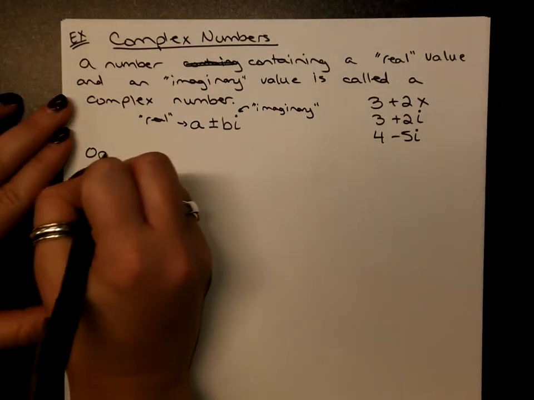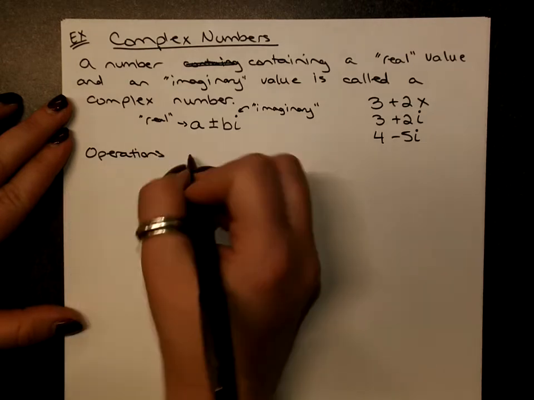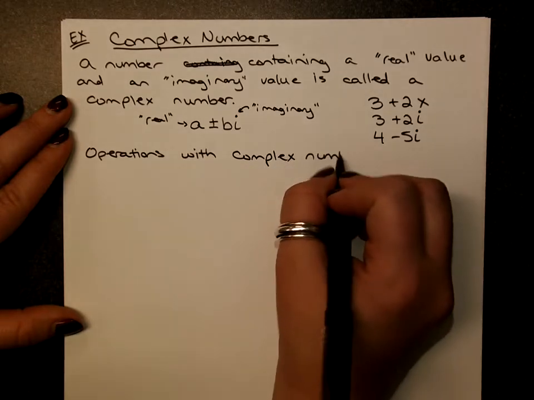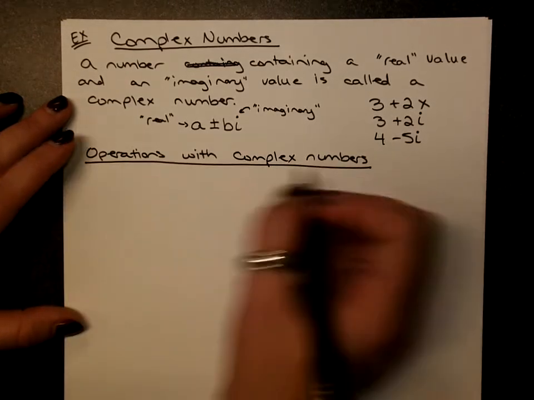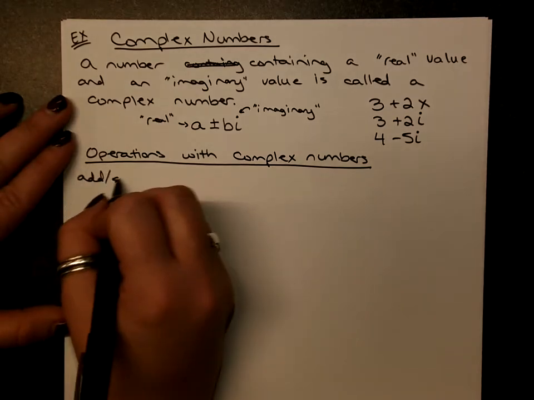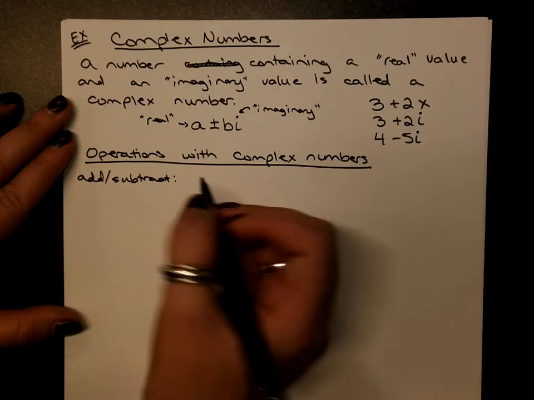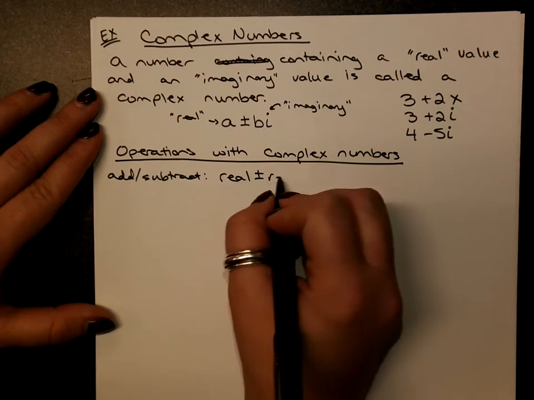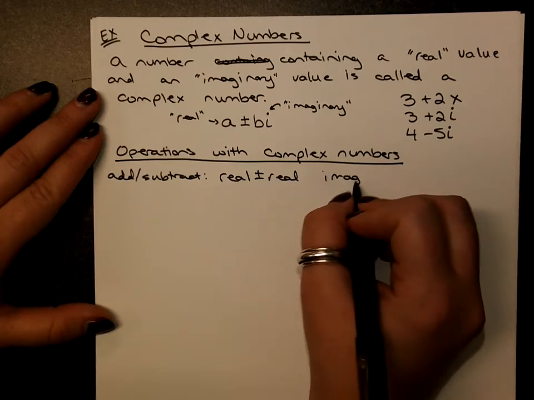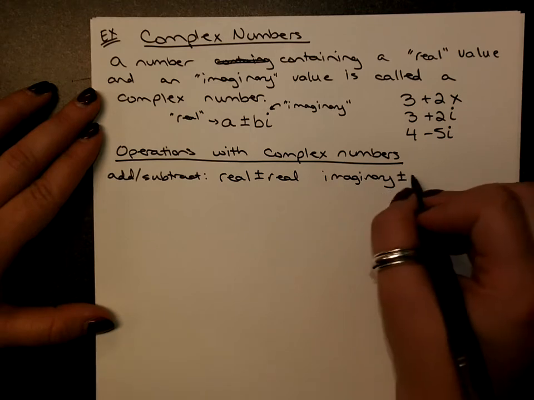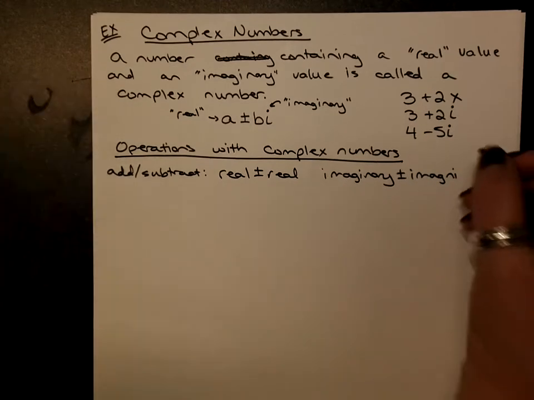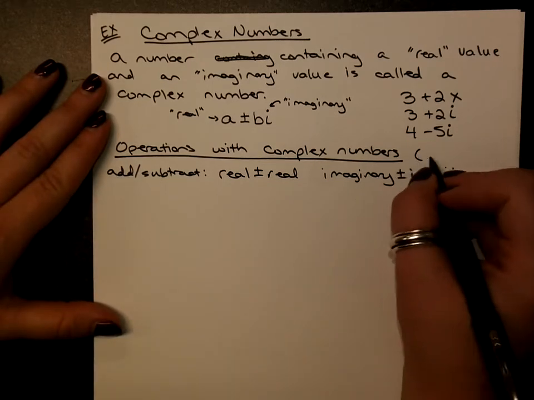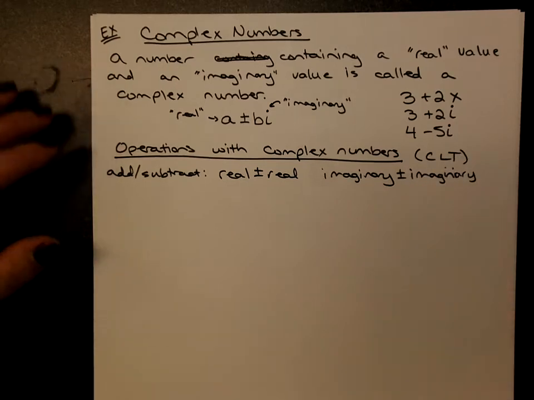So we're going to look at some operations with complex numbers. We're going to start with adding or subtracting. The rule for adding and subtracting is that the real can add or subtract with the real number, and the imaginary number can add or subtract with the other part that's imaginary. Let's try that again. Imaginary. And so for me, it's kind of like combining like terms, just like we do with variables.